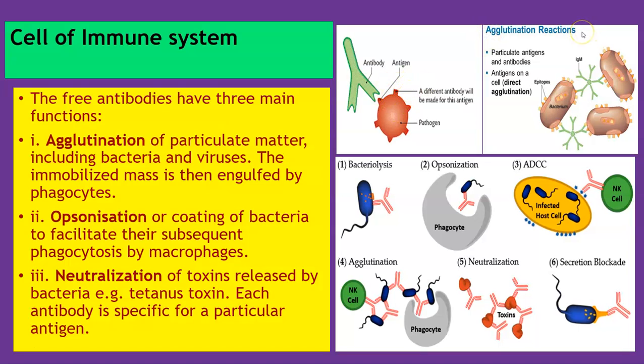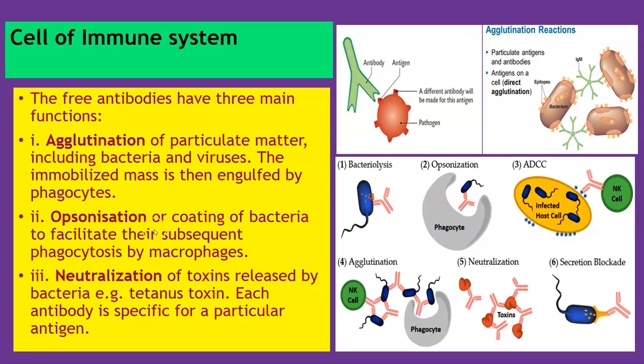Then it will have agglutination reactions, that is the particulate antigen and antibody reactions, where if the antigen is on the cell, there is direct agglutination. Can you see here? This is your bacterium and this is your antibody. It has come and bound, forming an antigen antibody complex. So it is holding the bacterium and thus forming an agglutination reaction where it immobilizes the bacteria. The bacteria cannot freely move into our system. So once it is immobilized, then it can be easily phagocytized by the phagocytic cells.